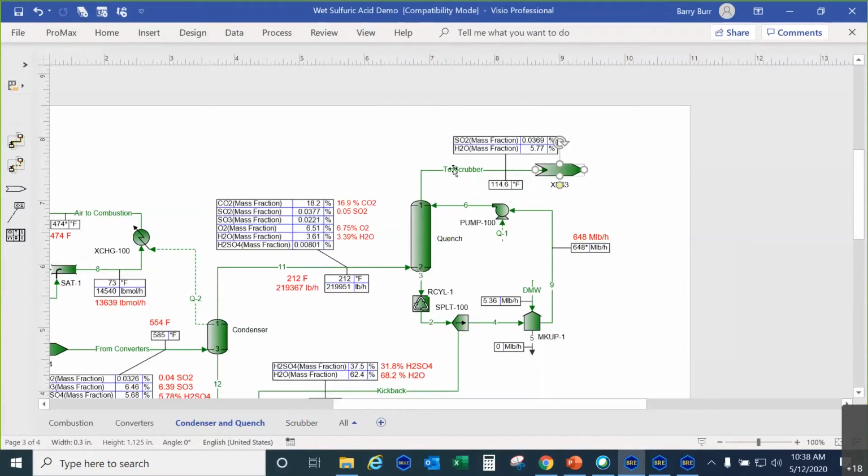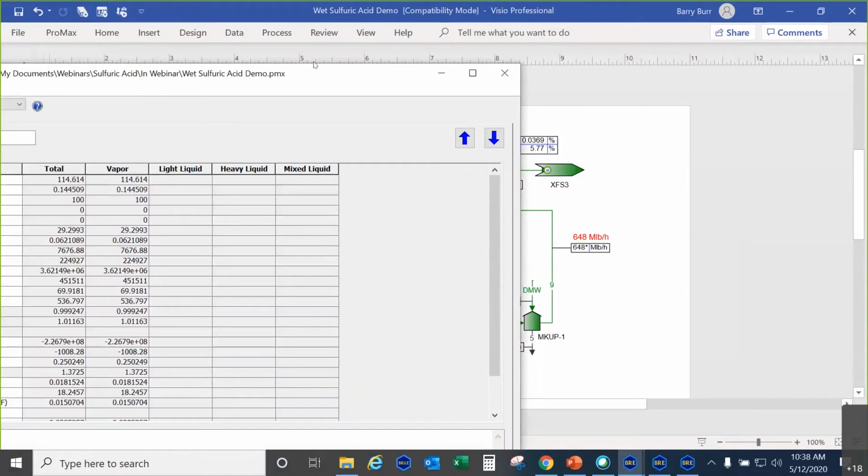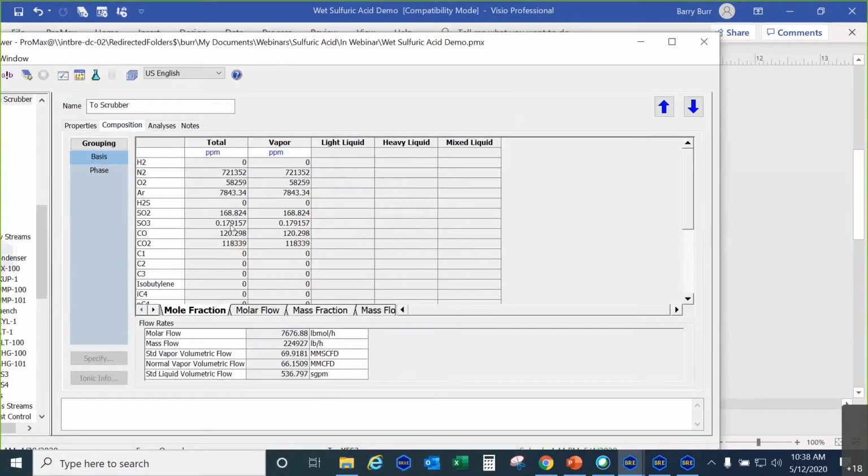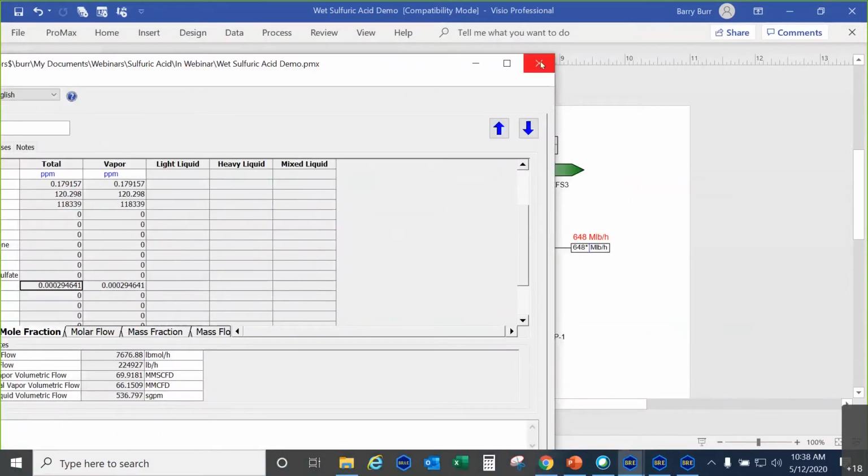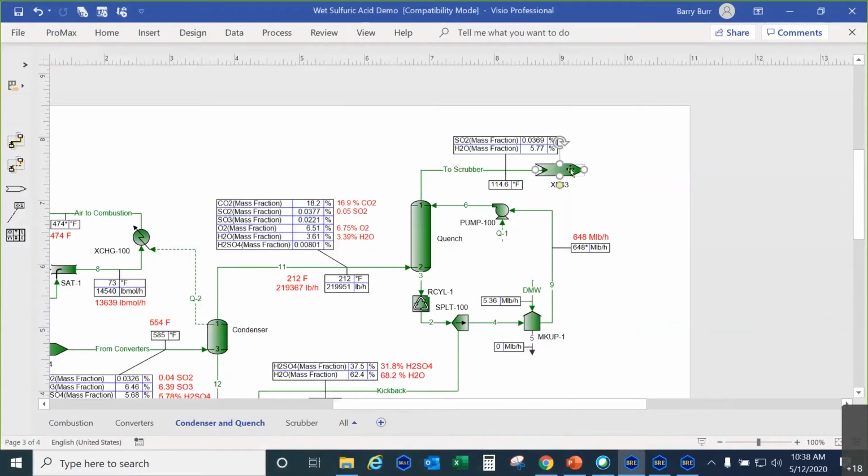And now we have the gases that are going to the scrubber. We still have too much SO2 in here, so we have to do some SO2 removal. We have 170 ppm SO2 and just 0.2 ppm SO3 and extremely small amounts of sulfuric acid. So that's what we have in our vent gas that's going to the scrubber.